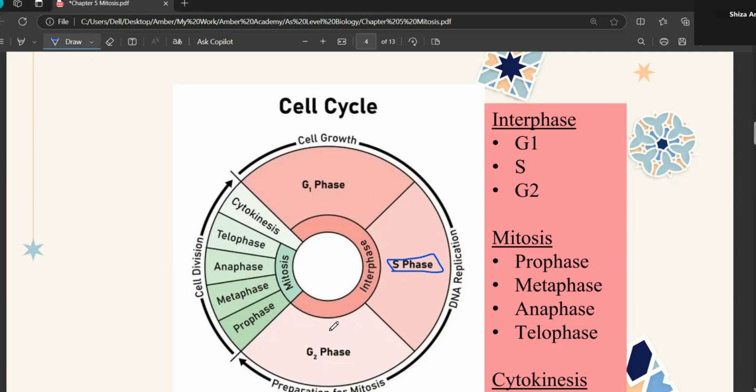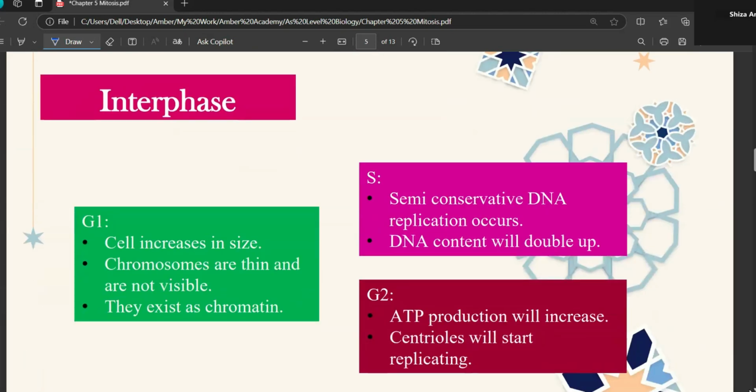Right after completing G2 phase, you step into mitosis, which is the actual event. Mitosis has four stages, which are prophase, metaphase, anaphase, and telophase. Right after telophase, you finish the mitosis part and step into cytokinesis. The cell cycle usually comes for 4 marks, and you have to write the detail of every stage: G1, S, G2, then prophase, metaphase, anaphase, telophase, and then cytokinesis. We discussed G1, S, and G2 yesterday.